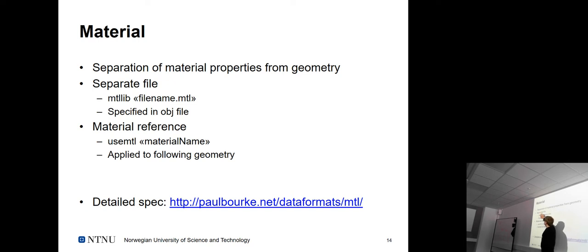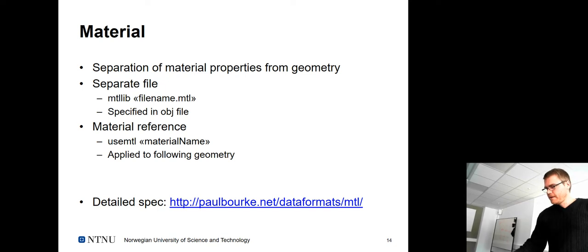So generally material is maintained in a separate file, specified via mtllib, so material library, and it's specified in the object type file. Then wherever used, a particular material from that file is referenced using usemtl, and it's basically just applied to the subsequent geometry.